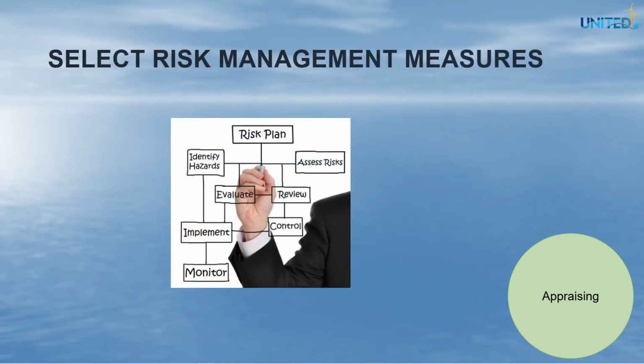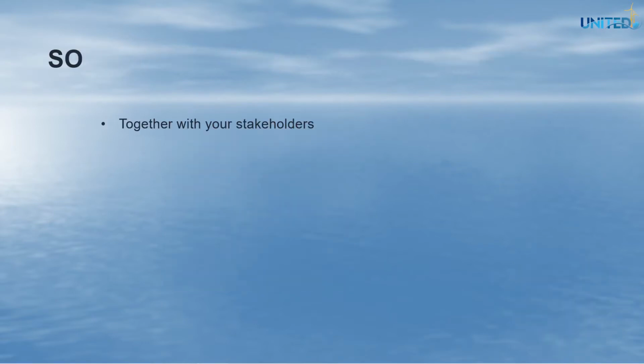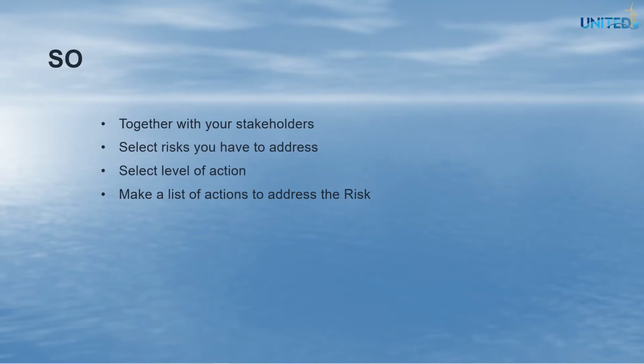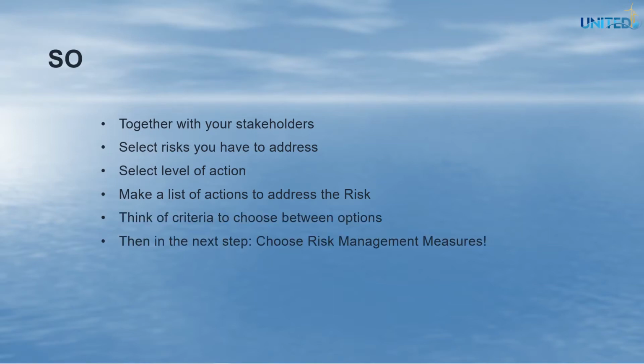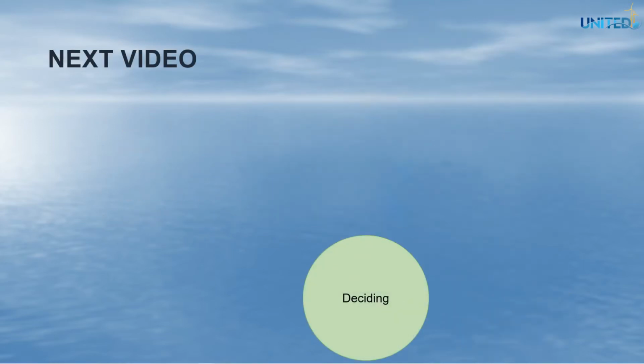So now we have to select our risk management measures. So in summary, together with your stakeholders, select risks you have to address, select the level of action, make a list of actions to address the risk, think of criteria to choose between the options, and then, in the next step, we will choose our risk management measures. In our next video, we will look at the phase of deciding.